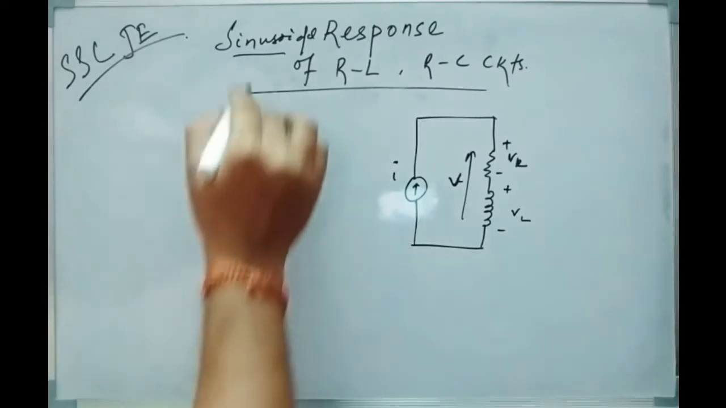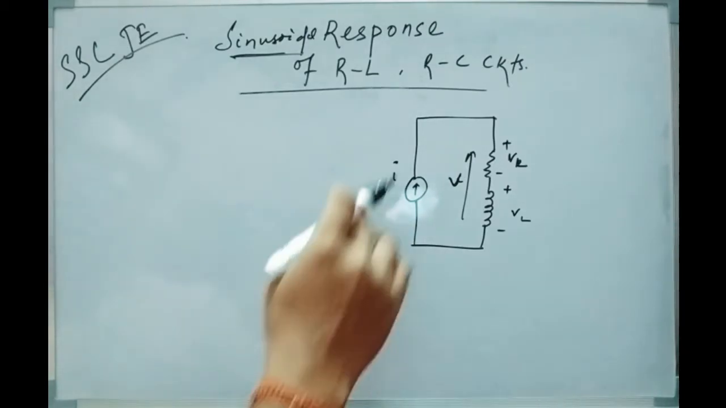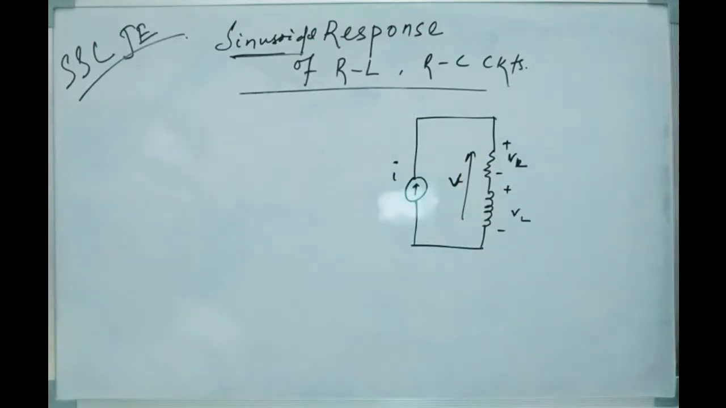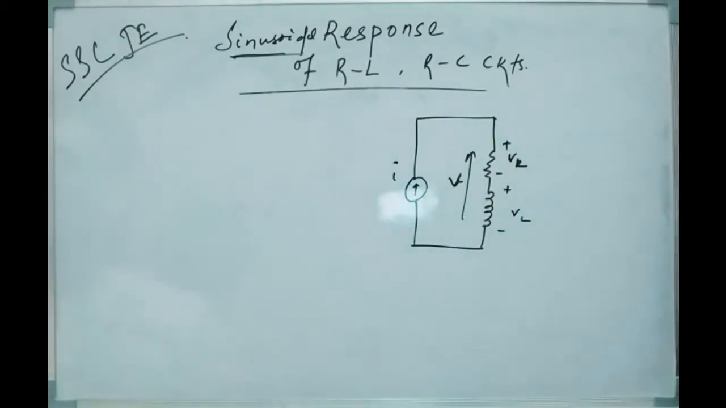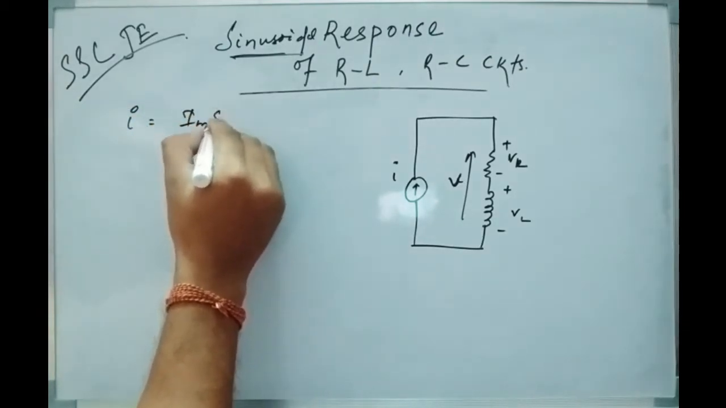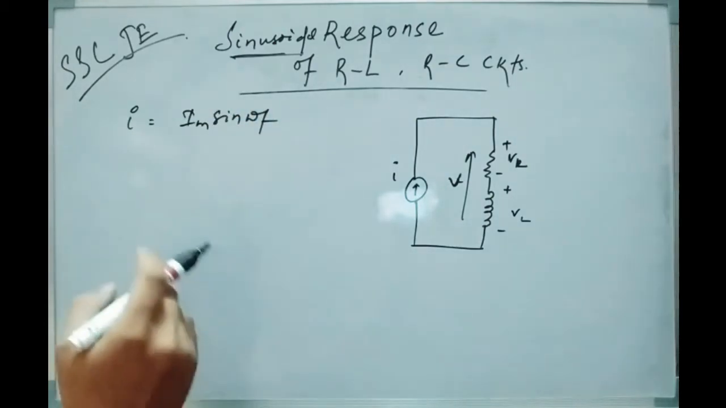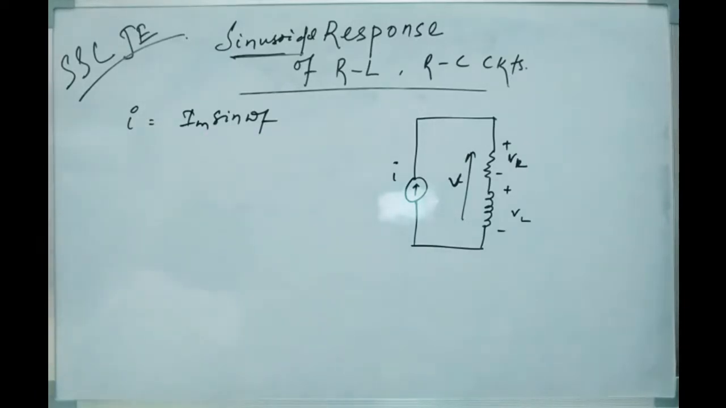Here is the sinusoidal response for this RL circuit. Let us write the expression for I. The total current, since R and L are in series, will be the same as the current through the inductor. So let us take I as Im sin omega t. We are giving a sinusoidal response, that's why I'm taking I as a sine function, Im sin omega t.